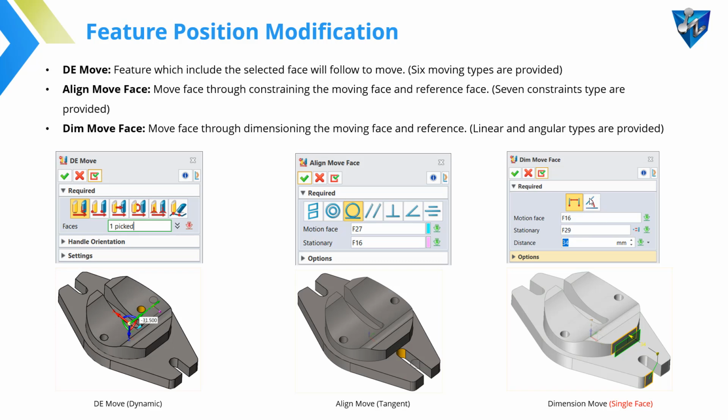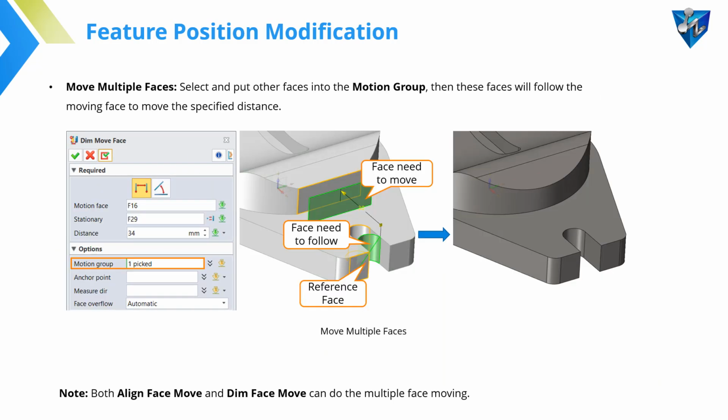As you can see, it's easy to move a single face. However, how do we move multiple faces at the same time? The method is to go to the options and put the extra faces into the motion group. Then these faces will follow the moving face to move, as shown in the picture below.